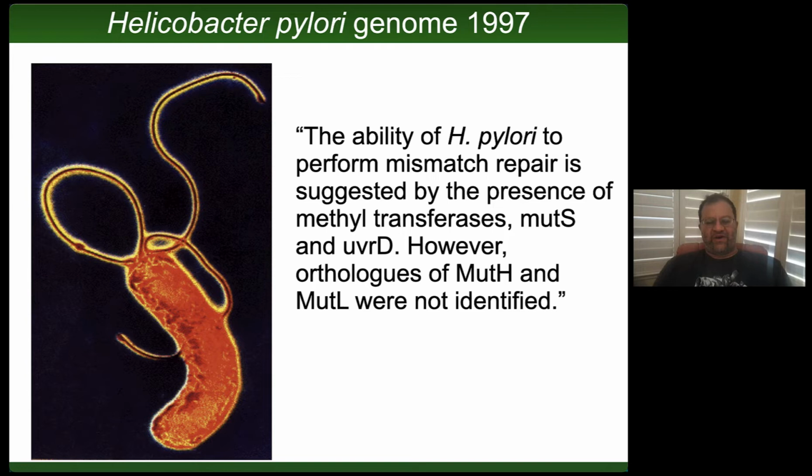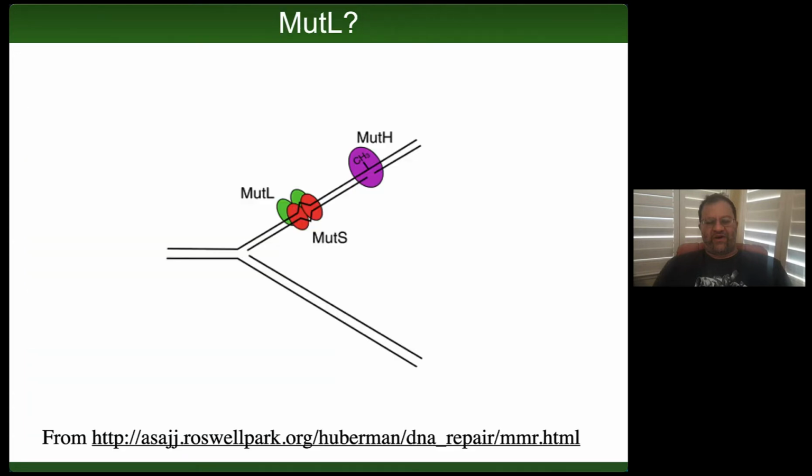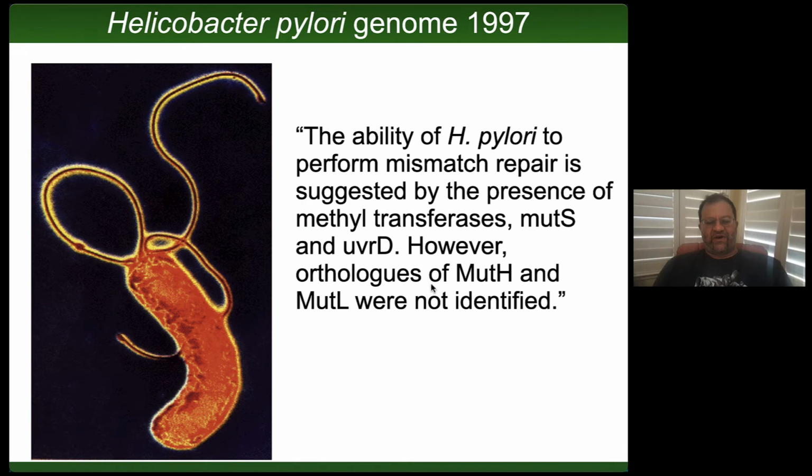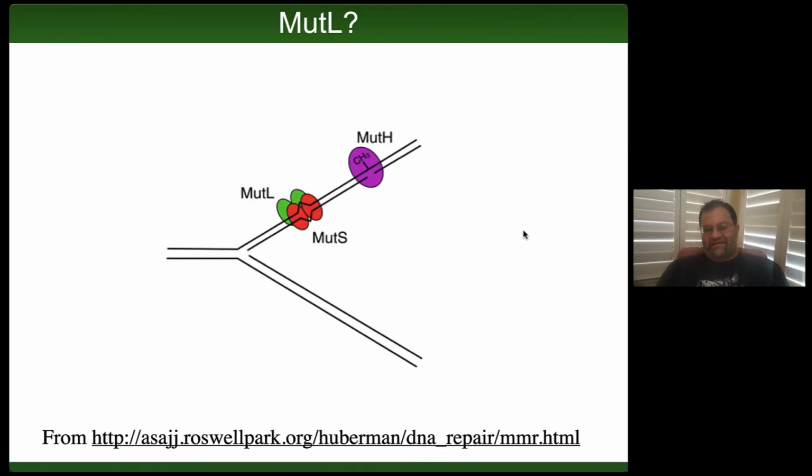And lots of organisms had been shown to have this: E. coli, B. subtilis, yeast, humans, Arabidopsis, and so on at the time. And in every case, whenever an organism had this process, they had homologs of these two genes, MutL and MutS. So it was really interesting that they reported that Helicobacter pylori did not have MutL, even though it had MutS. And this struck me as somewhat weird and somewhat unusual.